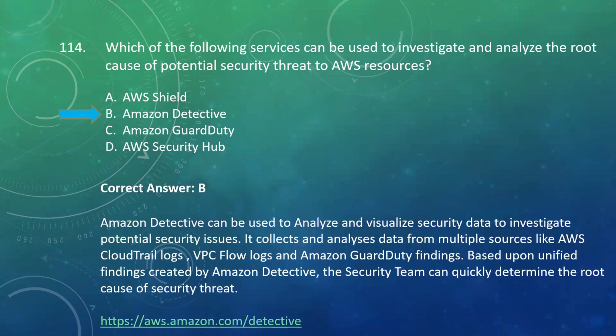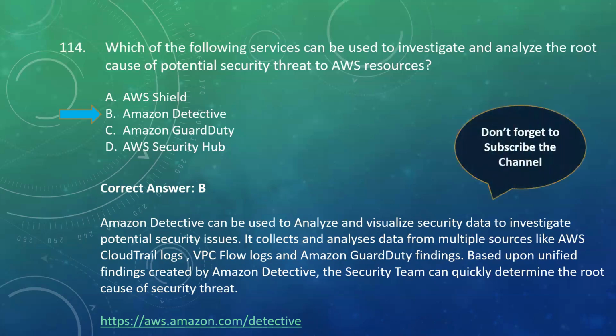Amazon Detective can be used to analyze and visualize security data to investigate potential security issues. It collects and analyzes data from multiple sources like AWS CloudTrail logs, VPC flow logs, and Amazon GuardDuty findings. Based upon unified findings created by Amazon Detective, the security team can quickly determine the root cause of security threat.